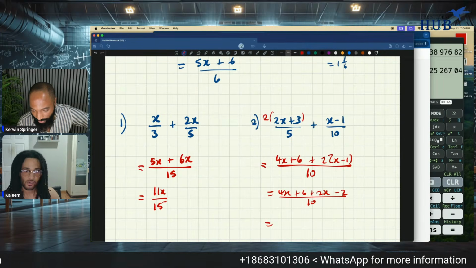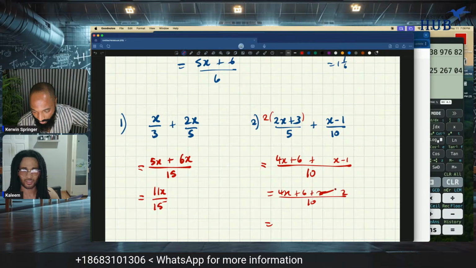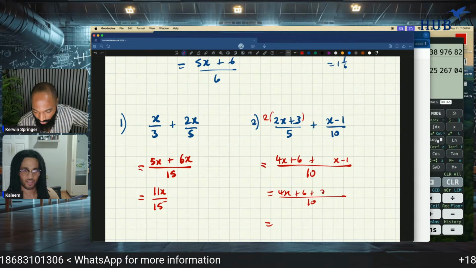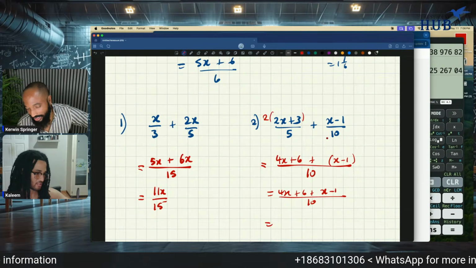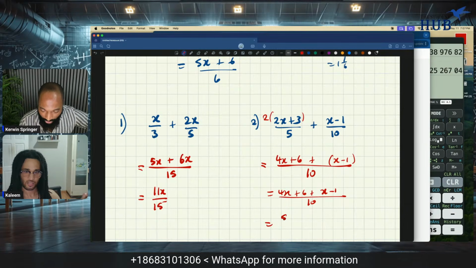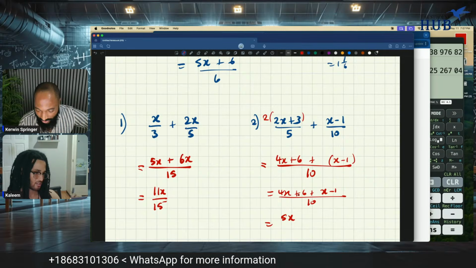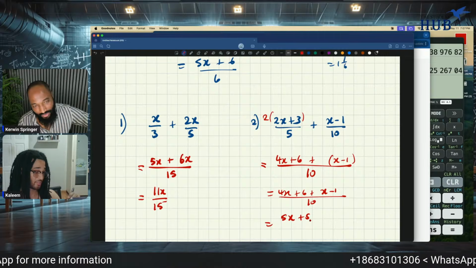6x. Sorry, wait, I have a mistake. It's supposed to be 5x, if I'm not mistaken. I don't need to multiply this by 2 at all. I just need the x minus 1, because this is 10 already. 10 into 10 is 1. So you get 5x, and what? And that will be minus 5? No, plus 5. 6 minus 1 is 5.